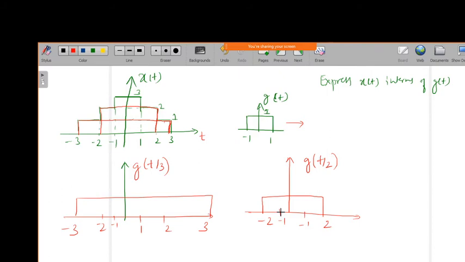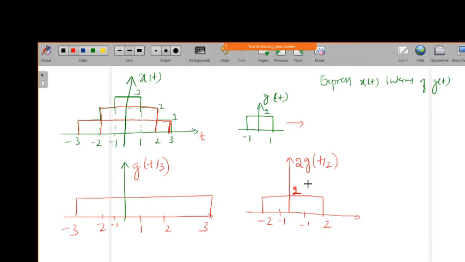But the amplitude value is 1, and here the amplitude value is 2. So what do I need to do? I need to do amplitude scaling, so that I will get amplitude 2. Is it clear what I am doing?